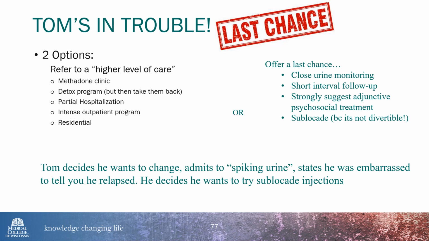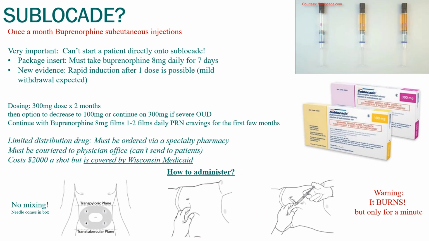After having this last chance conversation, Tom says, you know, doc, I do want to stop. I admit that you got me. I have been spiking my urine because I was embarrassed because I got back on using heroin and I haven't been taking my bup. I just want to stop, and I thought you would be mad at me. And now that you caught me, I'm owning up. But, you know, this Sublocade shot sounds good. I'd be willing to do that. So what's Sublocade? Sublocade is a once-a-month buprenorphine subcutaneous injection.